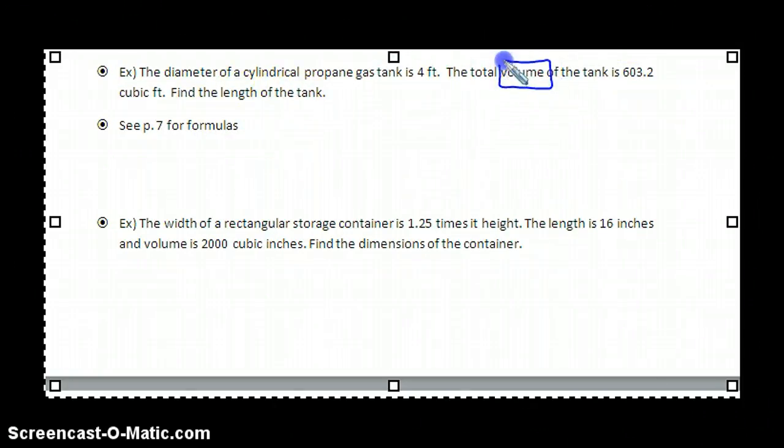So I'm going to ask that you look at page 7 and refer back to this when you're working on your bookwork to find the formulas for volume, area, perimeter of certain shapes. So looking at page 7, I can find that the volume of a cylinder is equal to pi r squared times h.